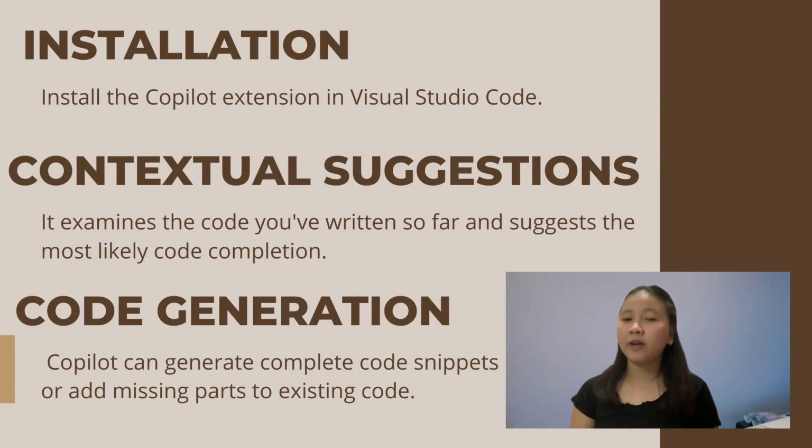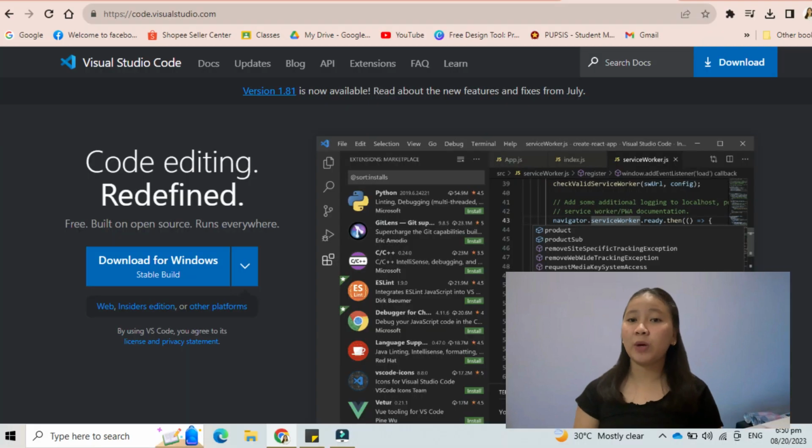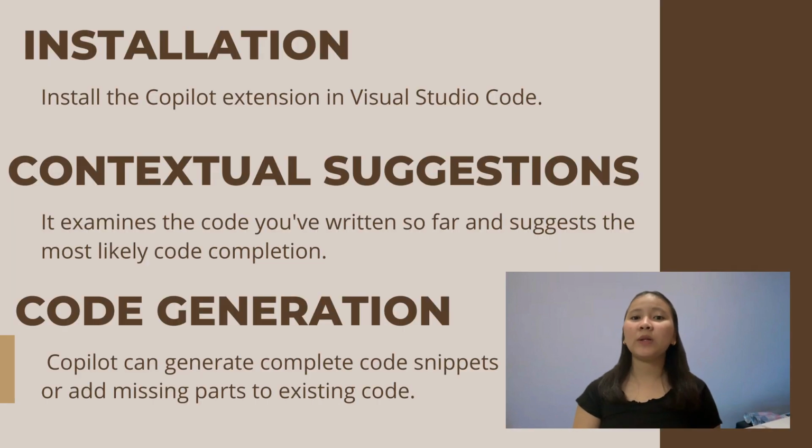Here's how it works. Installation. Developers need to install the Copilot extension in Visual Studio Code. And once it's installed, Copilot will automatically start providing suggestions.